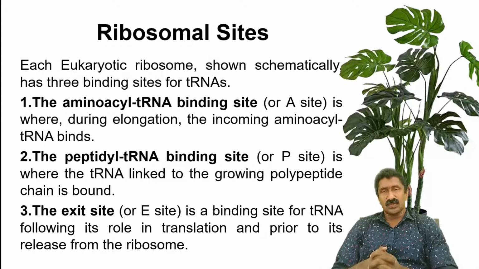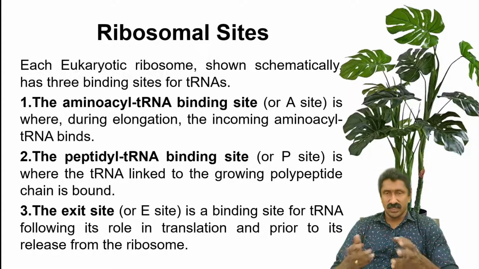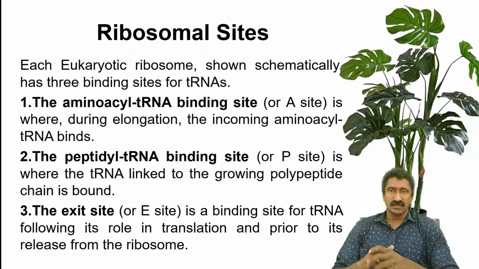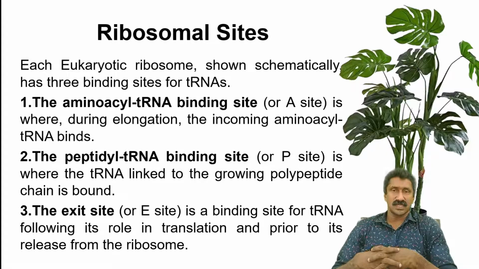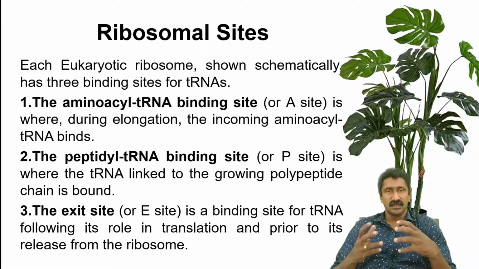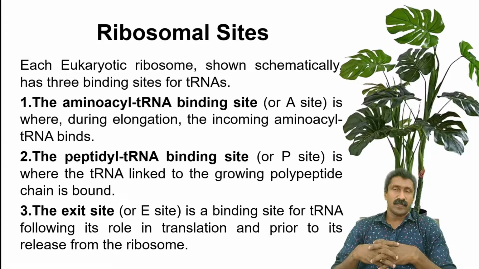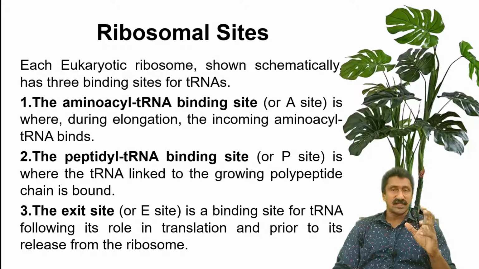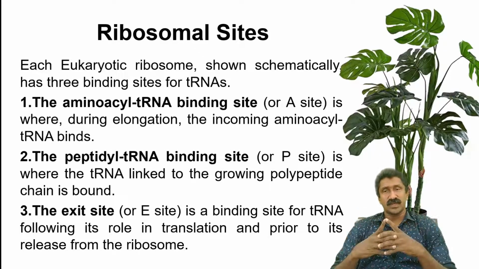Now, this was also discussed previously. Both eukaryotic and prokaryotic ribosomes have three sites. The first one is the A site, which is the aminoacyl tRNA binding site. During elongation, the incoming aminoacyl tRNA binds to this A site. Then there is the peptidyl tRNA binding site or P site, and this is where the tRNA linked to the growing polypeptide chain is bound.